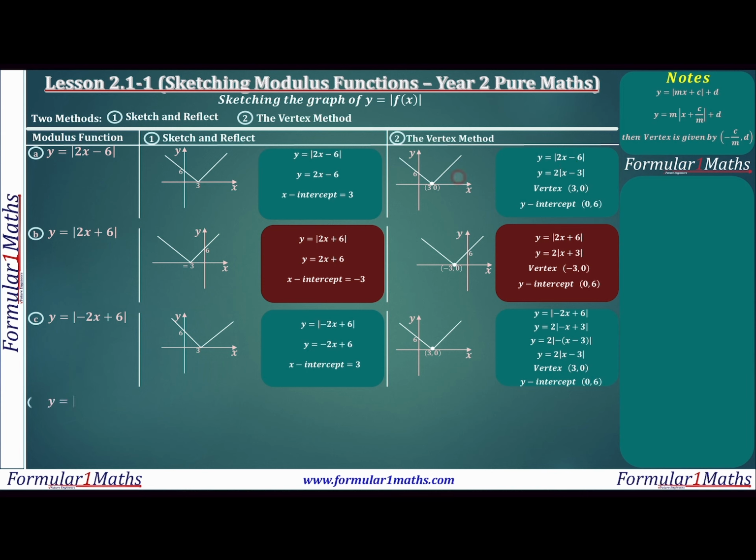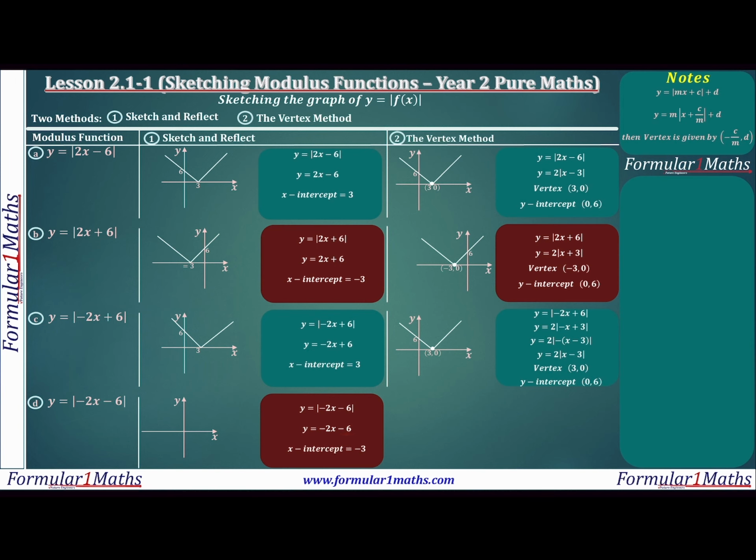So next, we have y equals the modulus of minus 2x minus 6. For the sketch and reflect method, I've got my axis, and then I've got y equals minus 2x minus 6. If I remove the modulus sign, I'll be left with y equals minus 2x minus 6. Now, this curve has a negative gradient and a y-intercept of minus 6. It also has an x-intercept of minus 3.